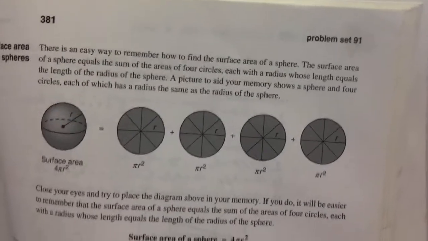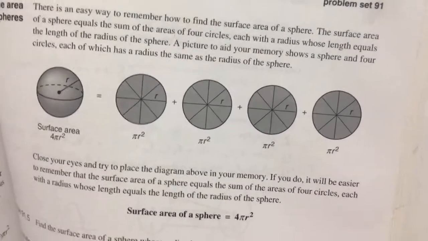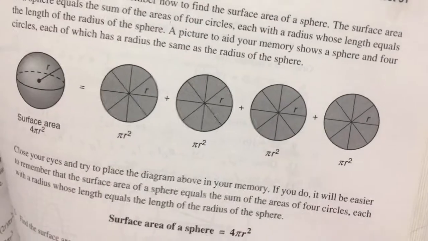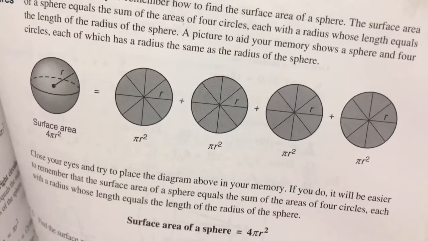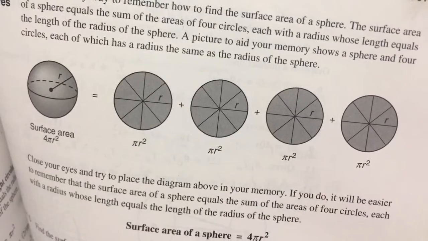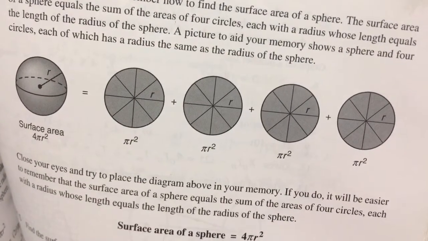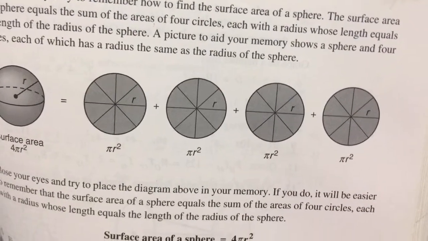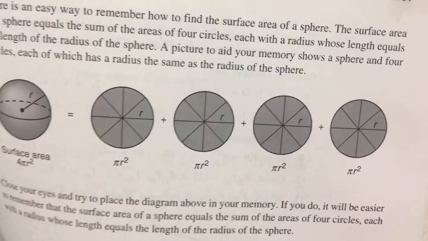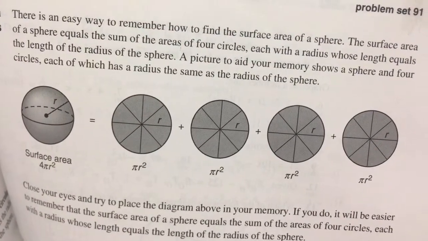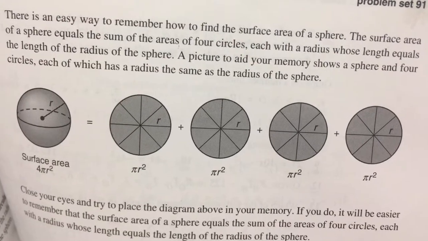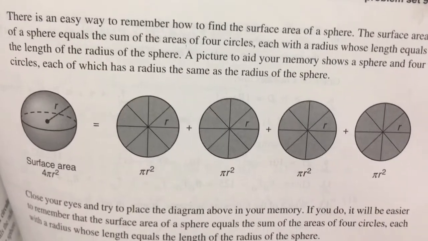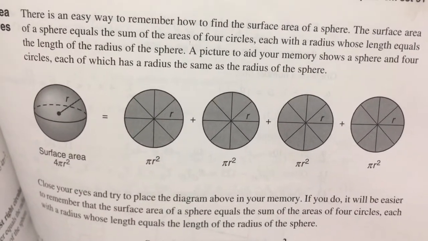Okay, now I thought this little diagram might be helpful to you. They're just trying to get you to have a picture in your brain of 4 circles, because the surface area of a sphere is 4 pi r squared, which is pi r squared plus pi r squared plus pi r squared plus pi r squared. So the area of 4 circles that are exactly the same radius as the original sphere will give you the surface area. They were just trying to give you a picture to help you remember that formula.